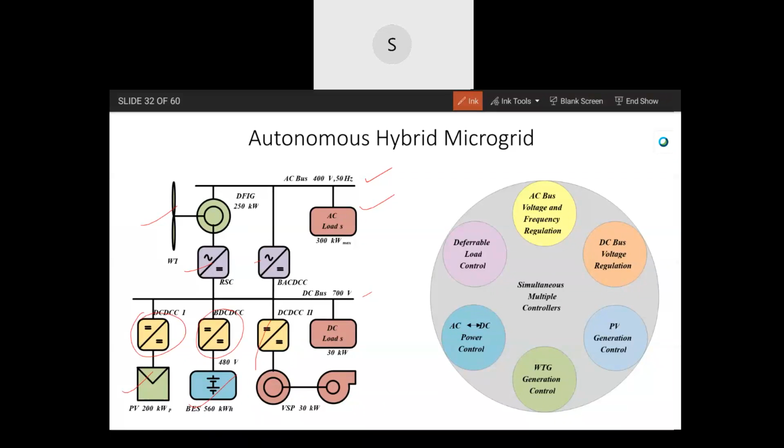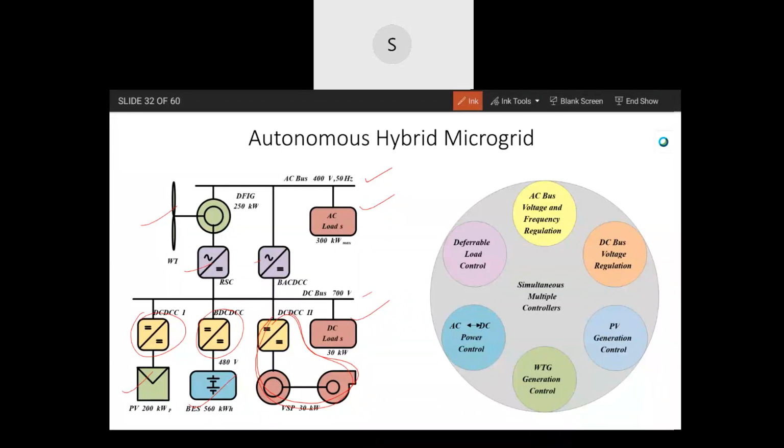Then you need a deferrable load. There's a DC load, and in addition to that, a deferrable load. Deferrable load means it can be an EV, electric vehicle, or some pumps, because pumps need not be working all through the day. One time in a day you can fill the tank. So when there is excess power available, you can use it. That's why we call it a deferrable load.